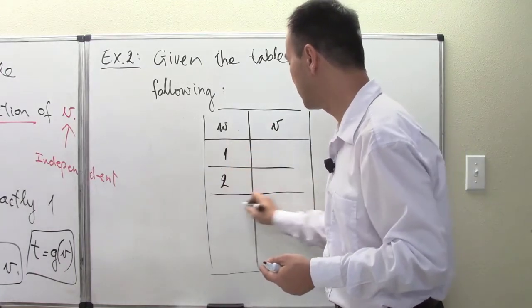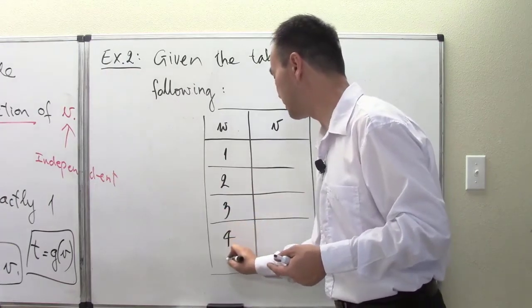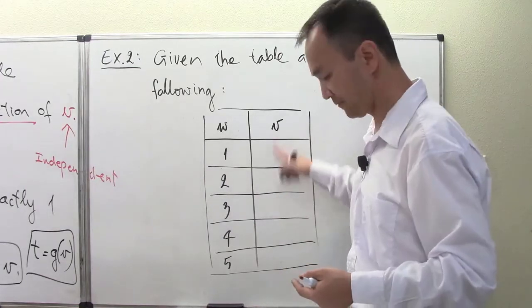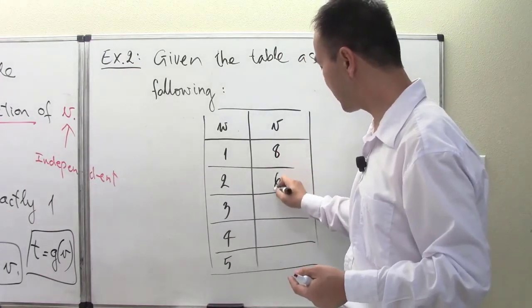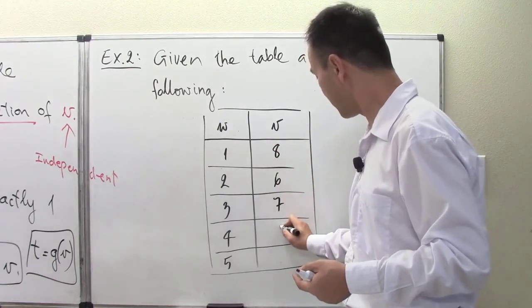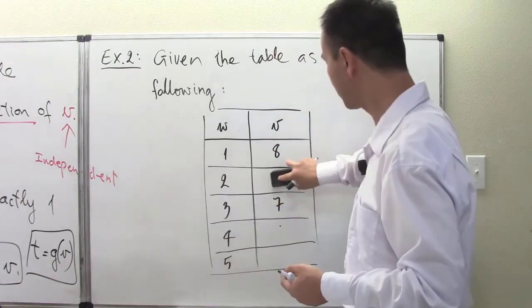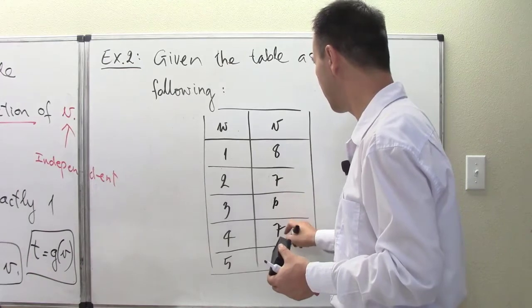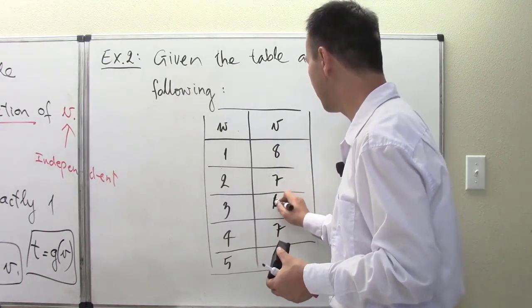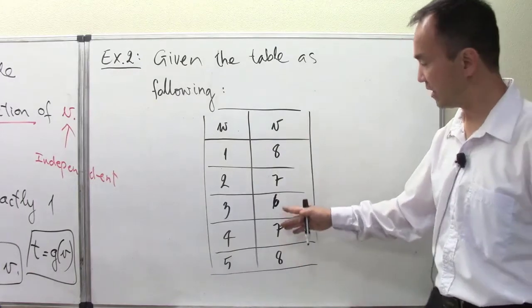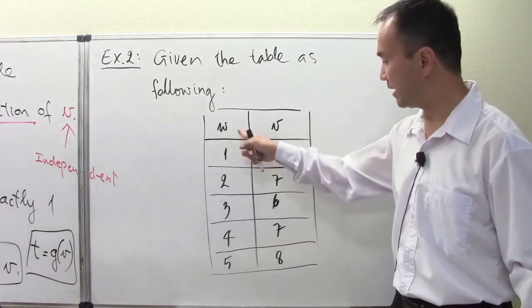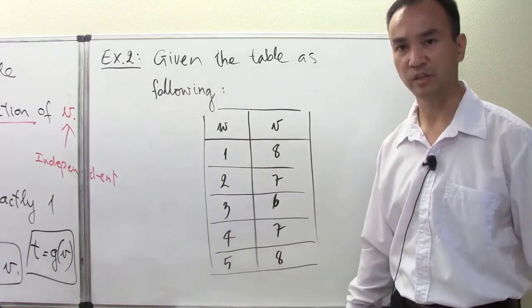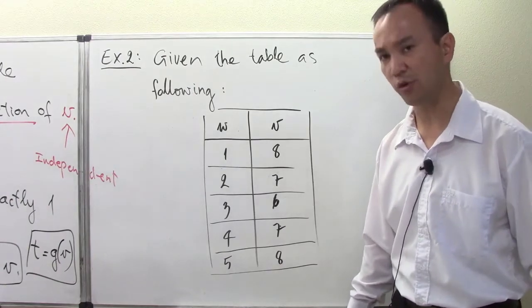1, 2, 3, 4, 5, okay? And then the other variable here, I'm looking at 8, 6, 7, 8, 7, 6, 7, 8. Those are the values for the V variable, and those are the values for the W variable. I shouldn't even say output or input, because any one of them can be the output, and the other one is, of course, the input.